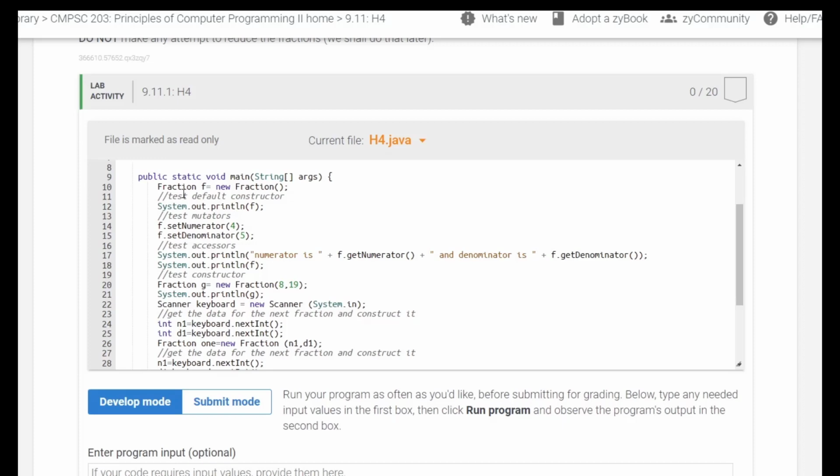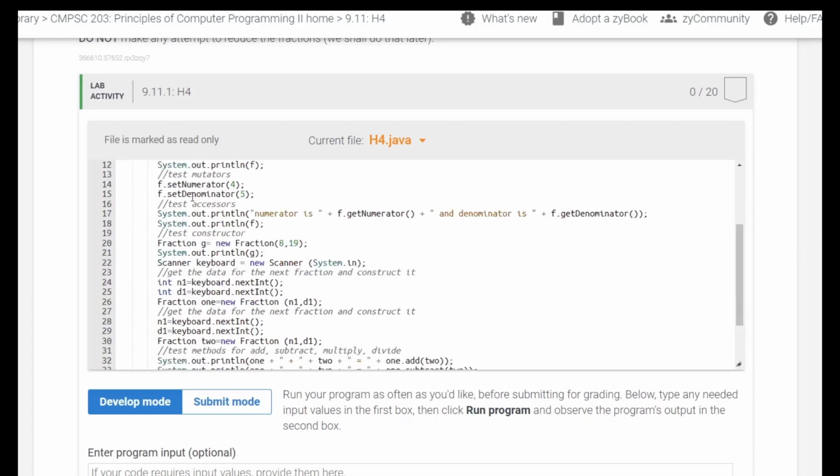It creates a new fraction. This is just the default constructor, and it prints out this default fraction, and that's to test your default. We're testing the sets here, the mutators. A fraction has a numerator and a denominator, so we can set the numerator and set the denominator. Hopefully this fraction now is 4/5.